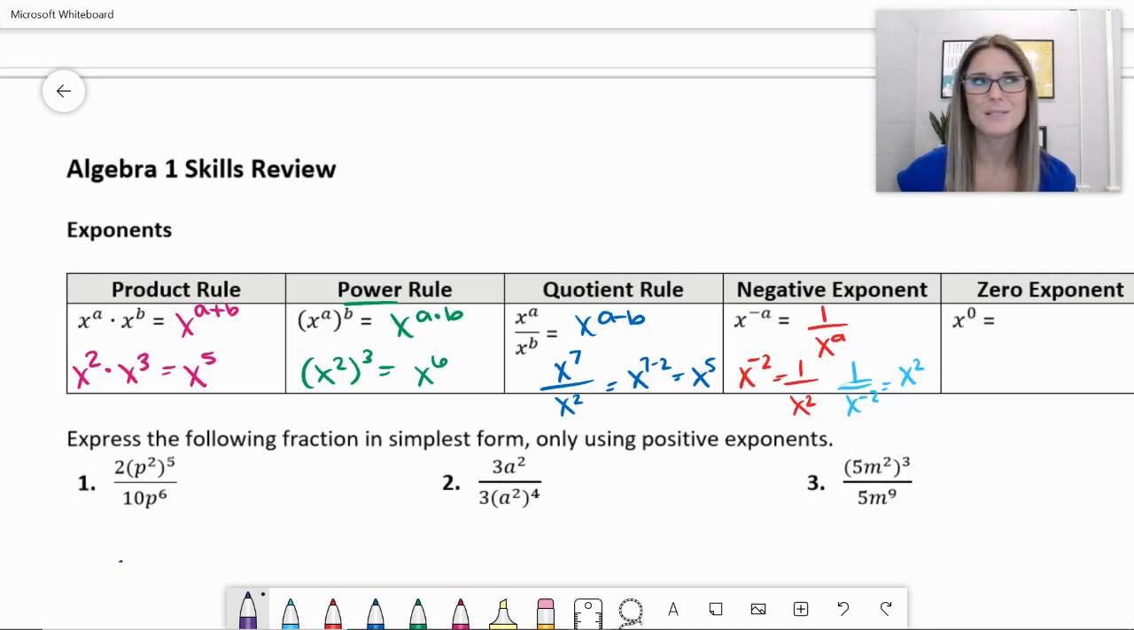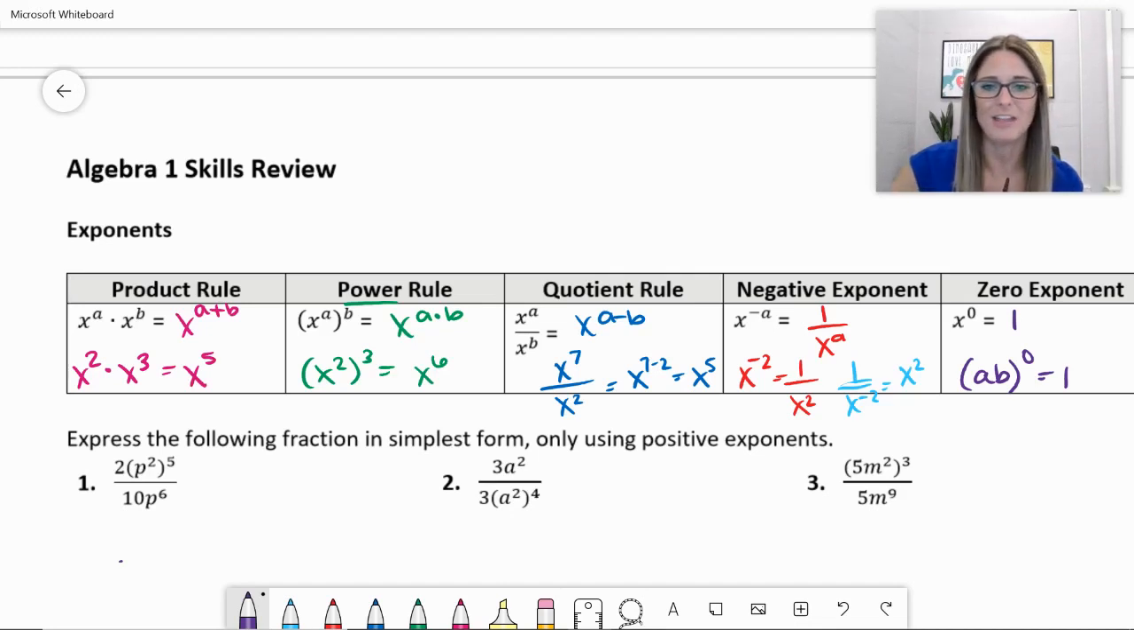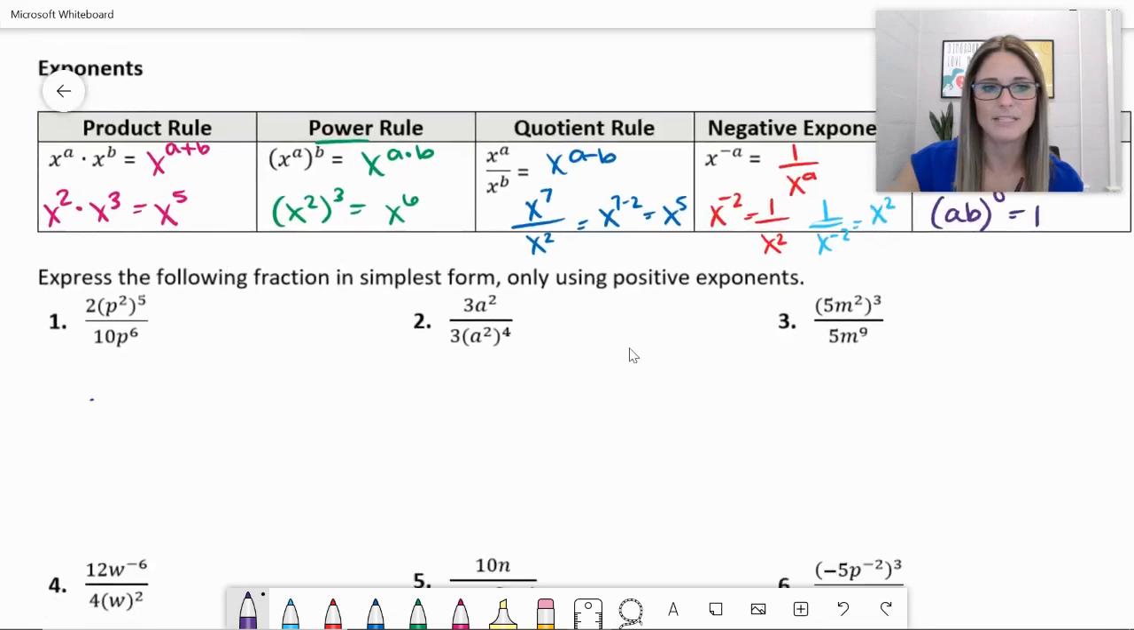Zero exponent, this one's my favorite, super easy. Anything to the zero power is 1. So I hope you remember this one. So if I have even something crazy, let's say A, B, quantity, all raised to the zero power, all of that is equal to 1. So that's a helpful one. We love that one. If you have questions about the negative exponent or the zero exponent as to why, ask me. I can show you why those rules are. So let's move on down and put these into action.